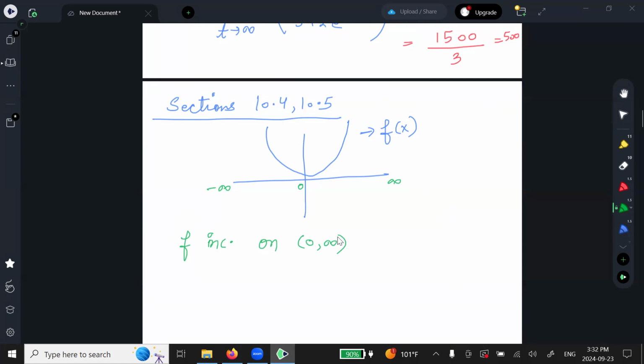What does that tell me about the sign of the derivative? If the function is increasing, it means f prime is positive. Good job. Remember this, okay? If the function is decreasing, it's decreasing from negative infinity to 0, which means f prime is negative on that interval. This clear?